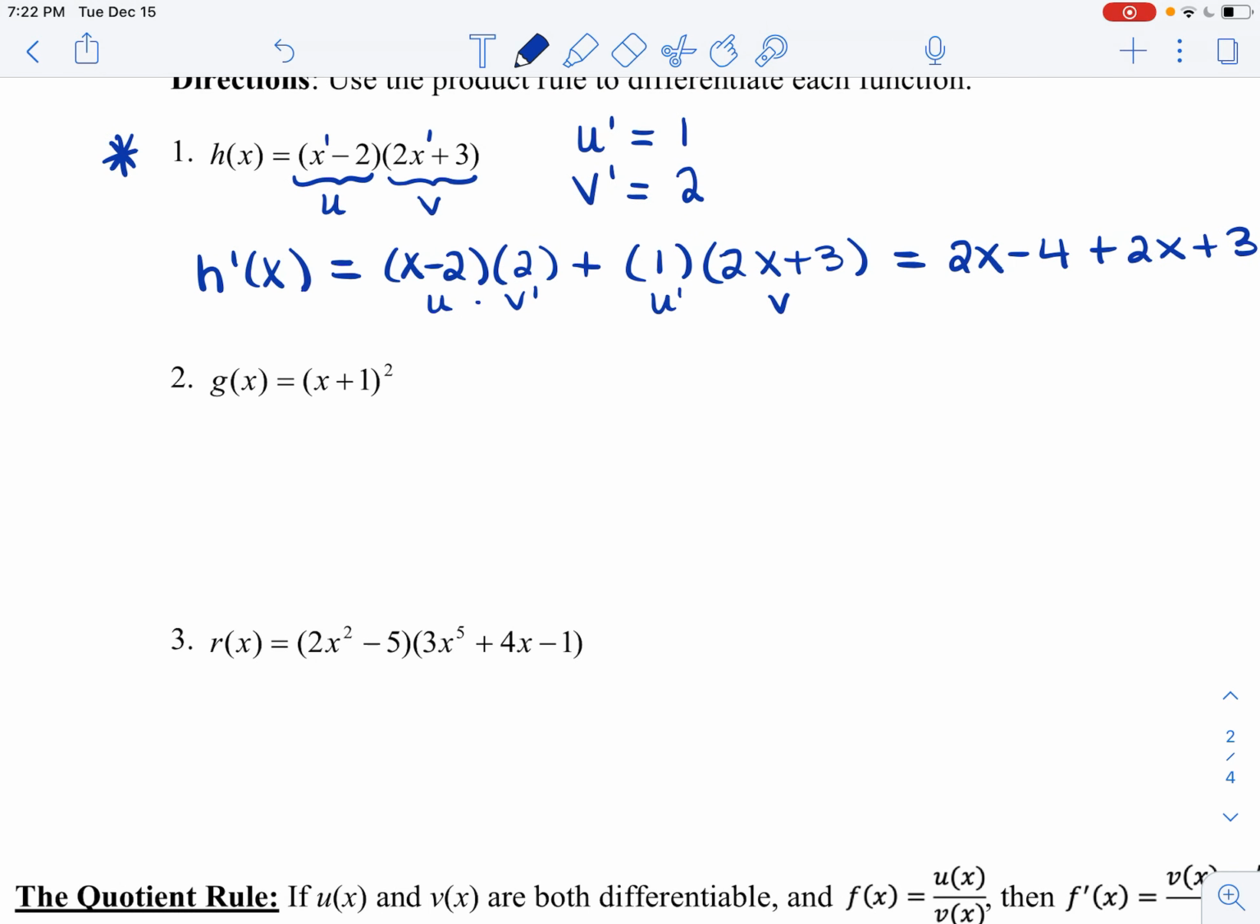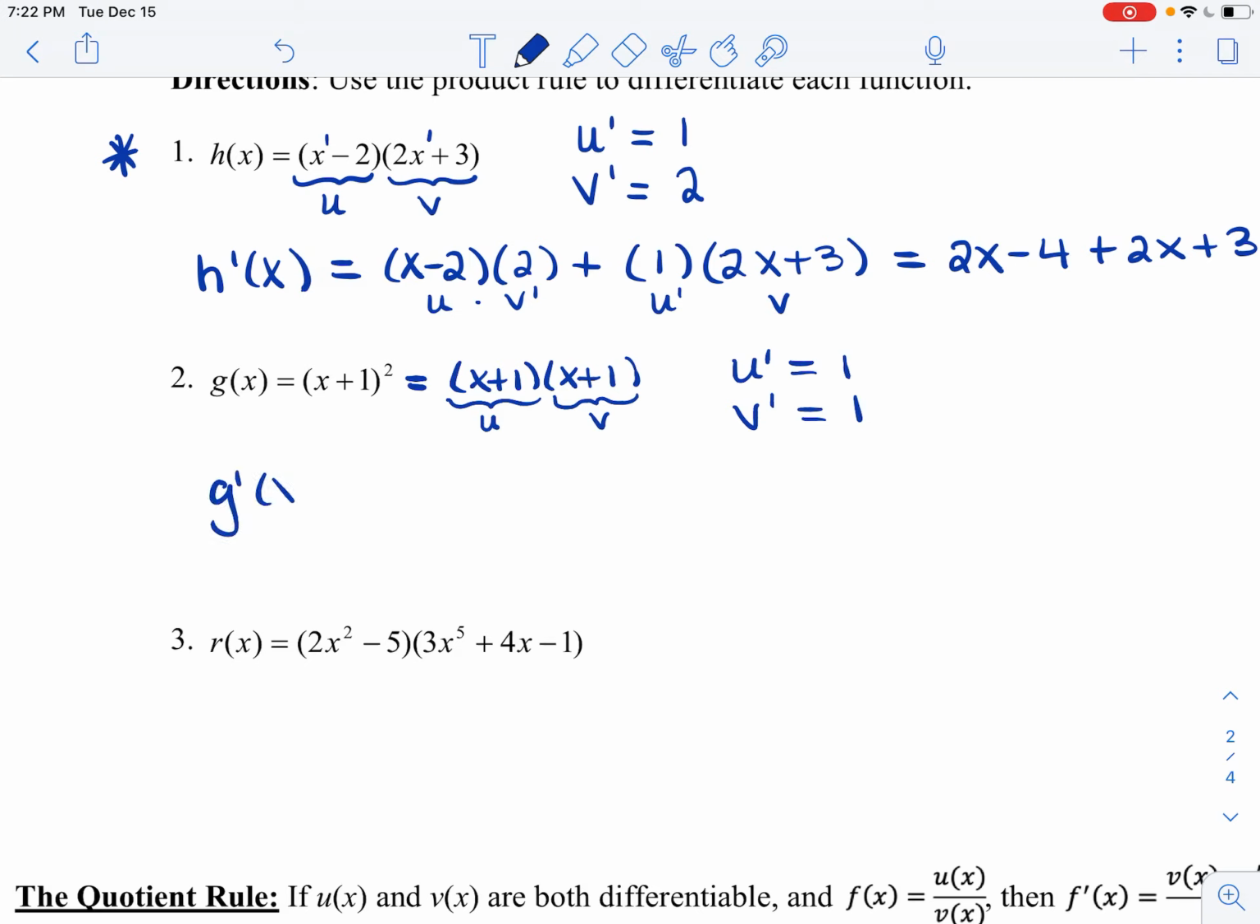So let's look at number 2. I want to first think about this as two factors, two separate functions. So even though they're the same function, we're going to call one u, we're going to call one v. And we're going to say, okay, the derivative of u is 1, and since they're the same function, the derivative of v is also 1.